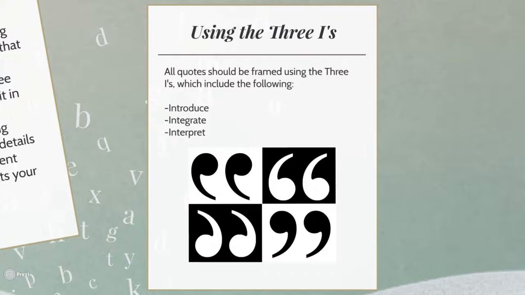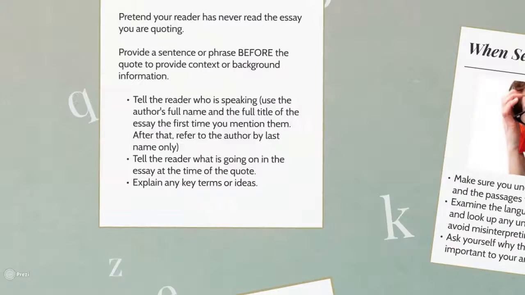So when you pull a quote into your own writing, the key thing to remember is that you don't just want to plop the quote into a paragraph arbitrarily. You want to make sure you provide a framework for that quote. And in first year writing classes, we call that framework the 3 I's. These steps include introducing your quote, integrating your quotes, and then interpreting your quote. So I'm going to talk about what those things mean.